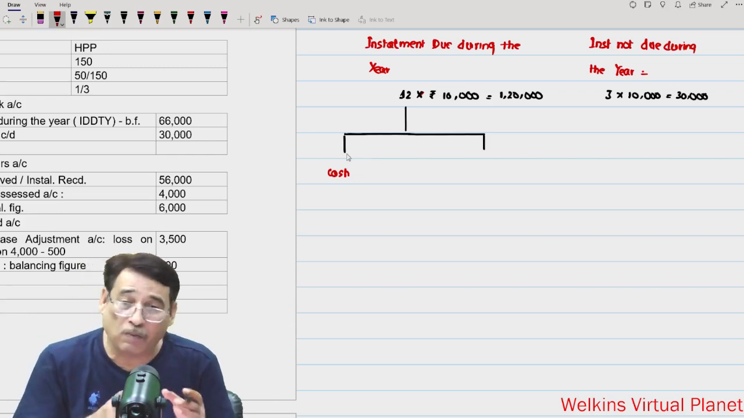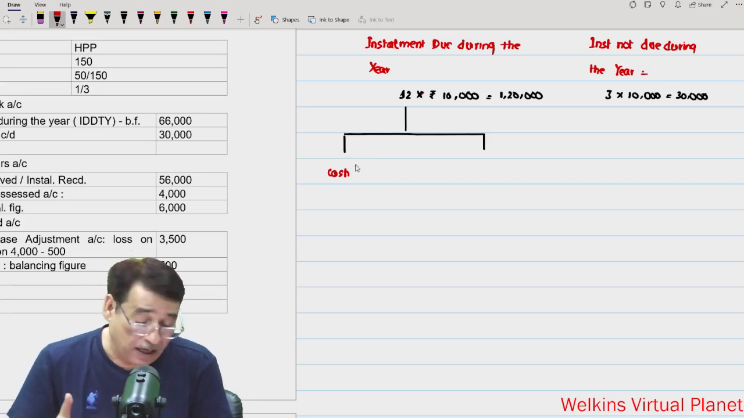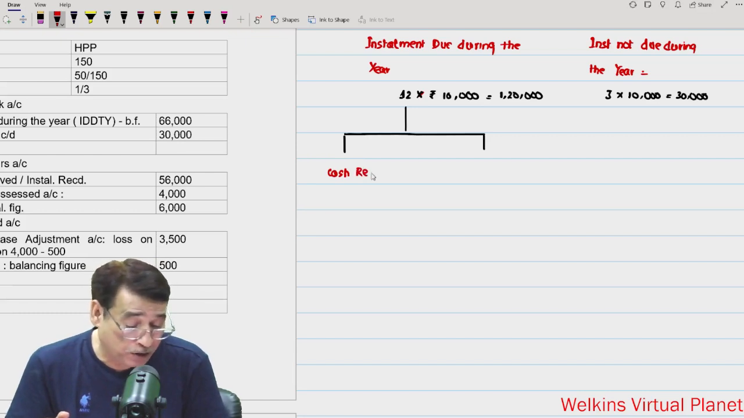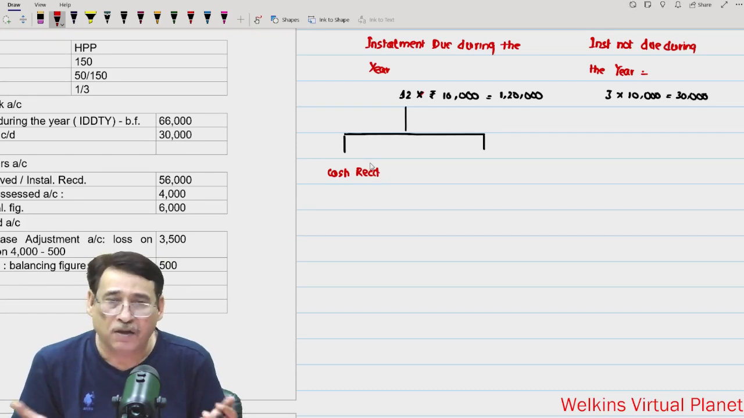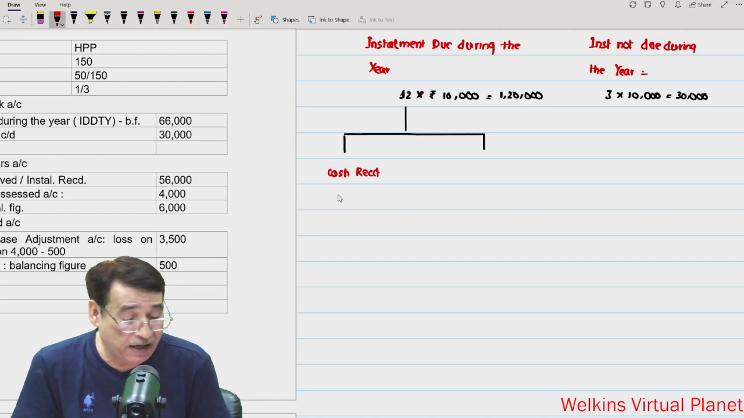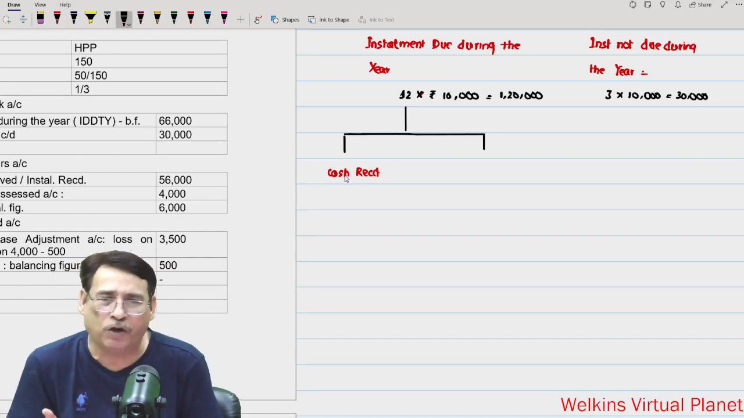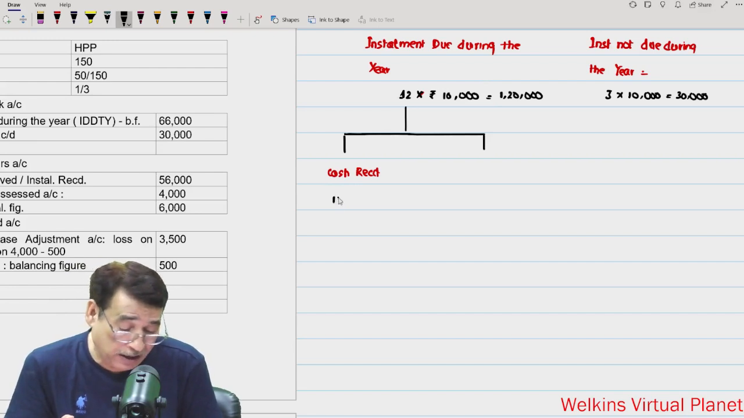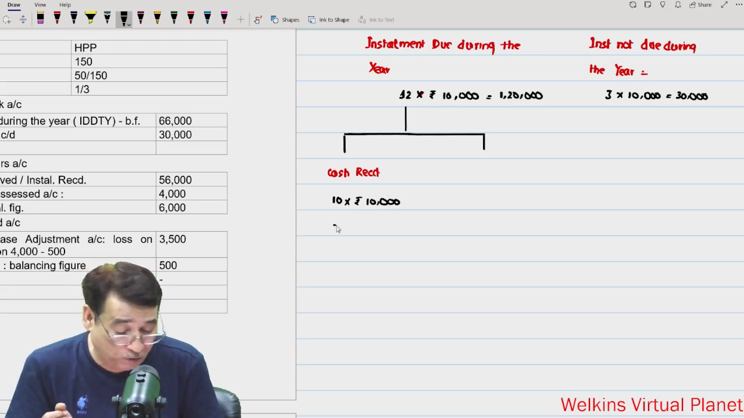So, as I told you, installment due during the year will be further segregated into two important segments. That is cash received. It could be a possibility that the customer may pay the entire lot of 12 installments. In that case, I will simply write cash received as 1,20,000. But presuming that he has paid only 10 installments, so 10 into 10,000, we have received. That means out of 1,20,000 which we were supposed to receive from the customer, we could receive only 1,00,000.